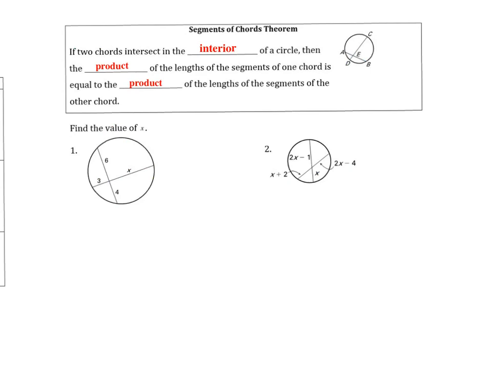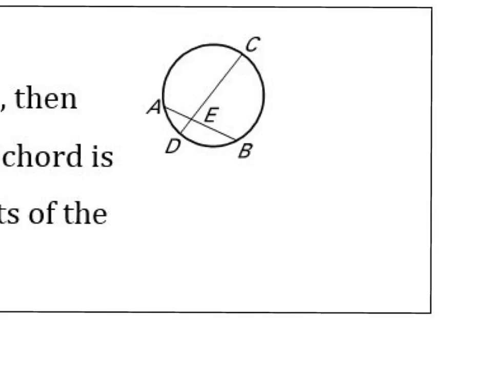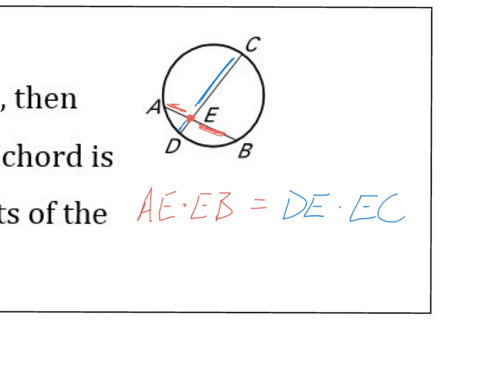So the first theorem we come across does deal with chords inside of a circle. Let's take a closer look at this picture and see exactly what they're talking about. Essentially, when these two chords intersect, they break up into smaller segments. So we've got DE, EC, and then AE and EB that I already highlighted. This theorem tells me that the product of those two pieces, the length of AE times the length of EB, is going to be equal to the product of my two other pieces, DE times EC. Let's see if we can apply this theorem to the examples below.